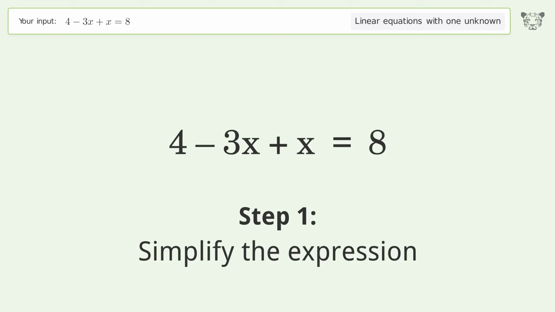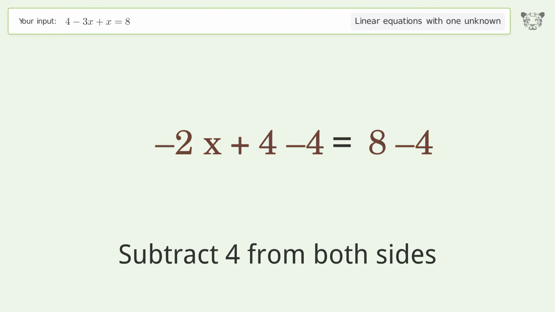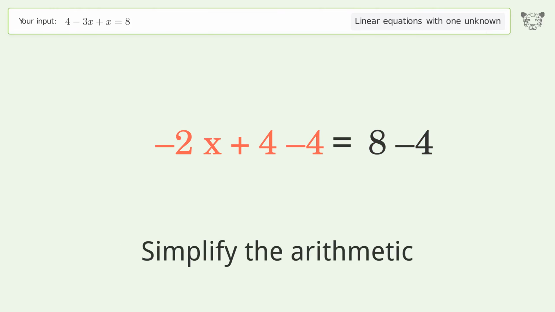Simplify the expression. Group like terms. Simplify the arithmetic. Group all constants on the right side of the equation. Subtract 4 from both sides. Simplify the arithmetic.